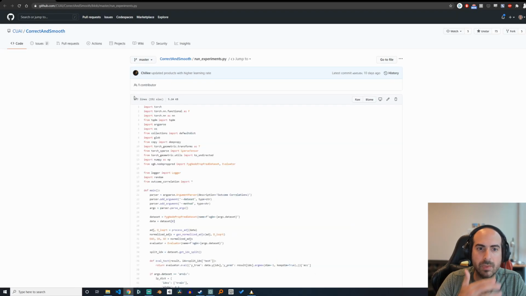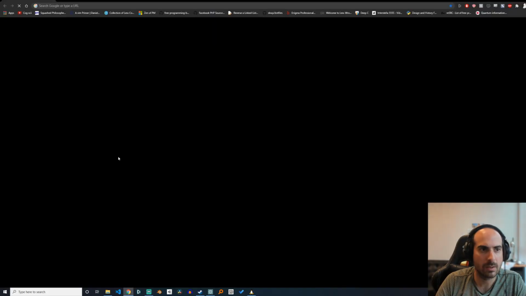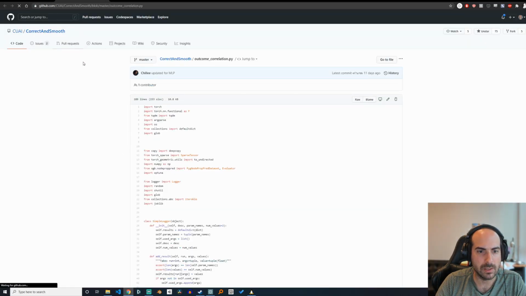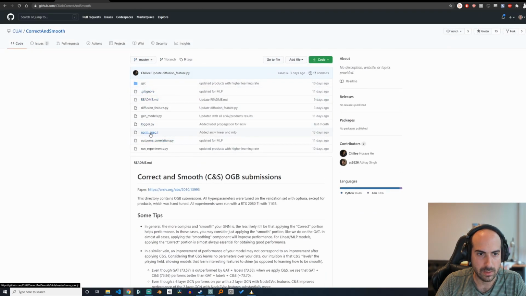Okay, very cool. So I'll take a closer look because I do want to end up running this. I think they made it pretty easy to try different data sets. Let's see, valuation. Oh yeah, run experiments.